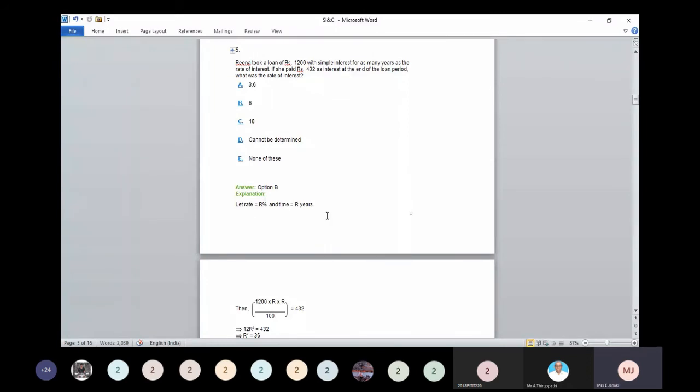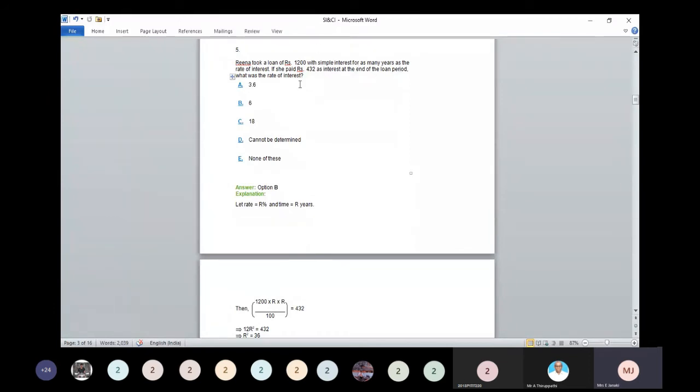5 years. Okay, next. So take rate of interest, capital R, as R%, and take the time as R years, capital R years. If suppose the rate of interest is 2%, the time will be 2 years; 3% and 3 years. Because this is given.